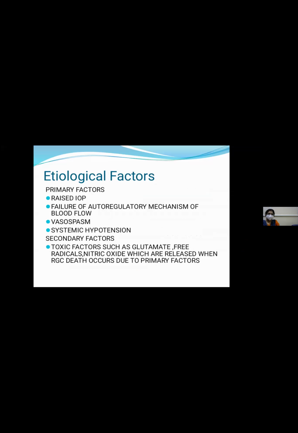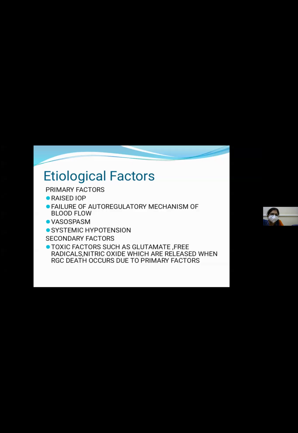The etiological factors are primary factors and secondary factors. The primary factors include raised intraocular pressure. The raised intraocular pressure causes stress on the lamina cribrosa, leading to axonal deformation and thereby altering capillary blood flow, resulting in blockage of neurotrophins to the retinal ganglion cells. The retina and the optic nerve have a peculiar autoregulatory mechanism of blood flow, which fails, being one of the causes for retinal ganglion cell death.